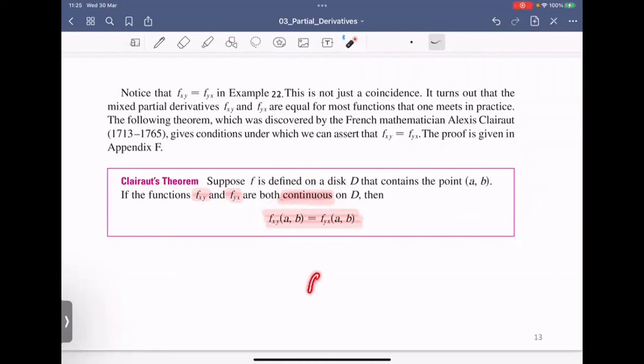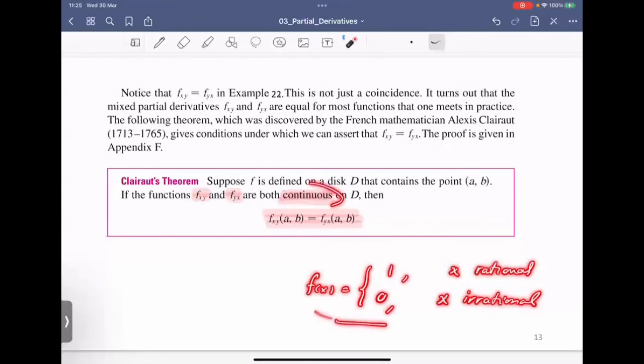Because you don't learn something hard like f(x) equal to 1 where x is rational, and 0 where x is irrational. So there are harder functions that are not continuous.